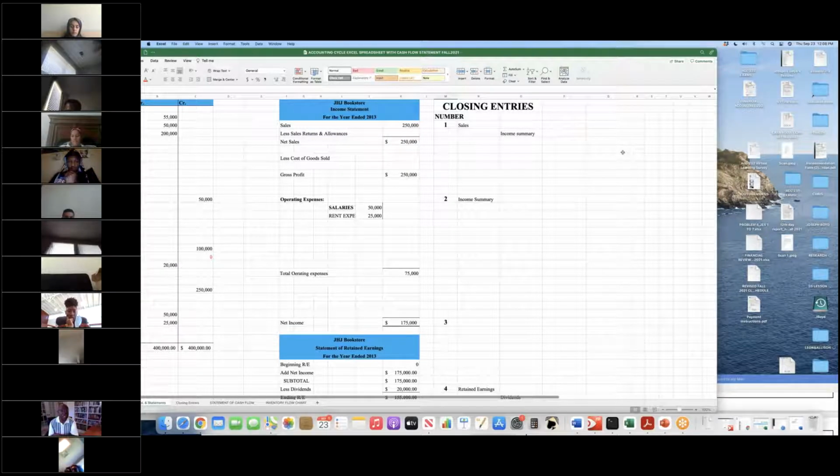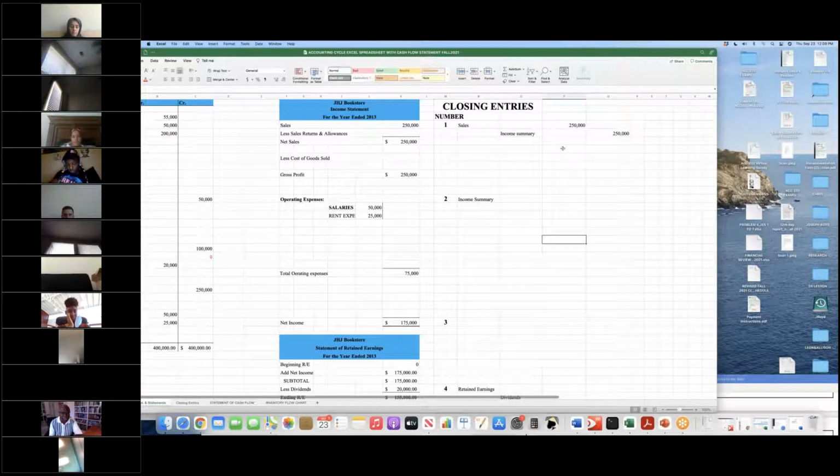Also, the first closing entry that we're going to make, we're going to debit sales for $250. That is right there because we got to close that out. So we close it out by debiting it, and we're going to put it in income summary, a temporary holding account as we work to do the closing.